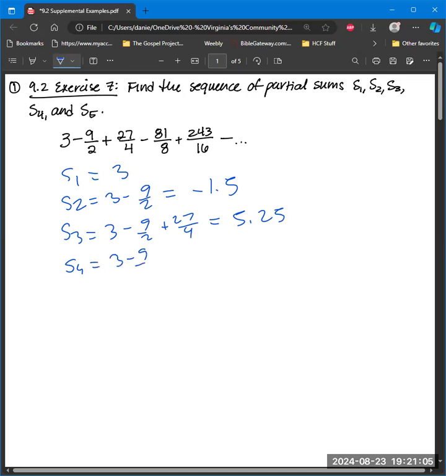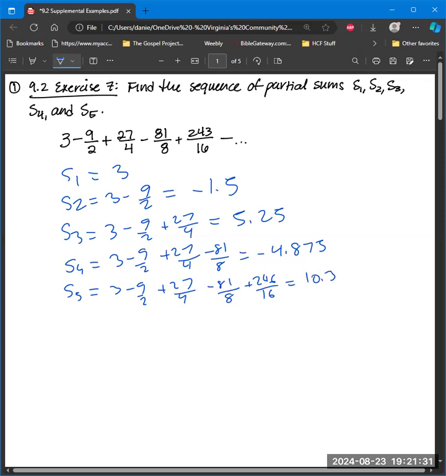S4 is going to be 3 minus 9 halves plus 27 fourths minus 81 over 8. It's going to be negative 4.875. And S5 is going to be 3 minus 9 halves plus 27 fourths minus 81 eighths plus 243 over 16, which is equal to 10.3125. I think you can see that this is alternating back and forth, but it's not going towards any particular number here. It's going to diverge.